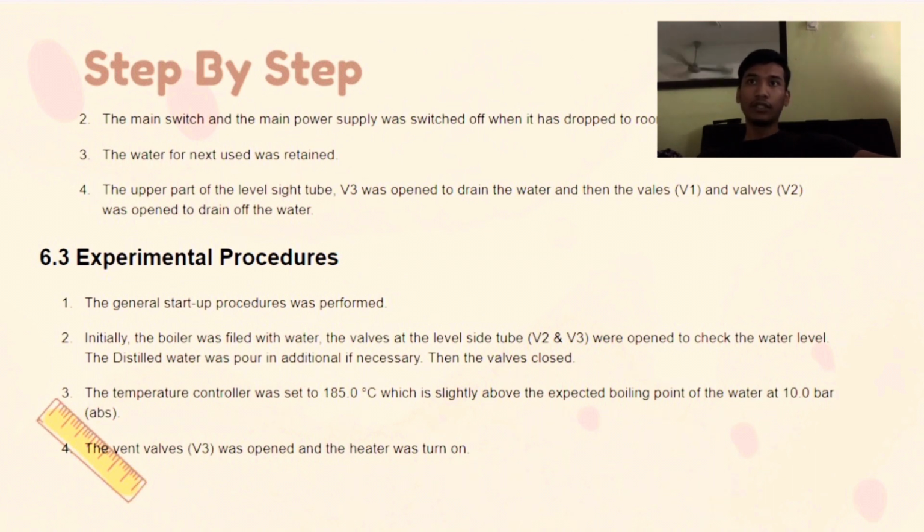Number 7, the steam temperature and pressure were recorded as the boiler was heated until the steam pressure reached 10 bar. Then the heater was turned off and the steam temperature and pressure began to drop. The steam temperature was recorded when the boiler was cooled until the steam pressure reached atmospheric pressure. And number 9, the boiler was allowed to cool down to room temperature. And lastly, the steam temperature was recorded at different pressure readings when the boiler was heated and cooled.